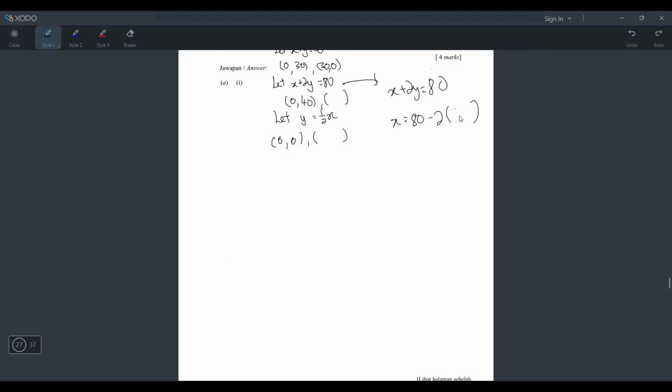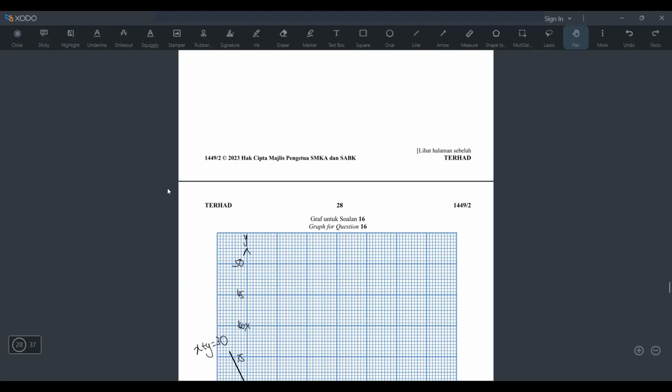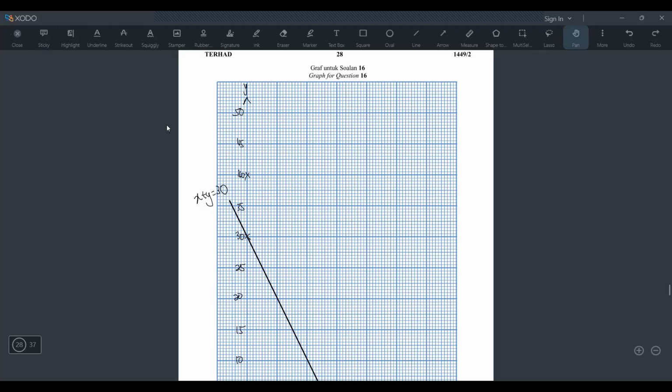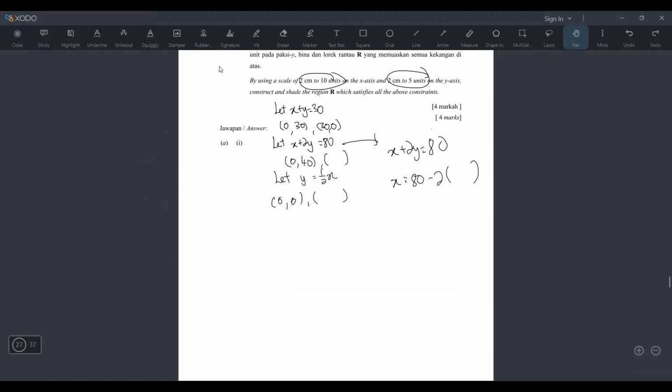So if you try with 50, what will happen? 2 times 50 will be 100. 80 minus 100 will be negative already. So you can't plot a negative value here. So why not we choose another point? If 50 cannot, why not I choose something like 10 maybe? Just try with any value.